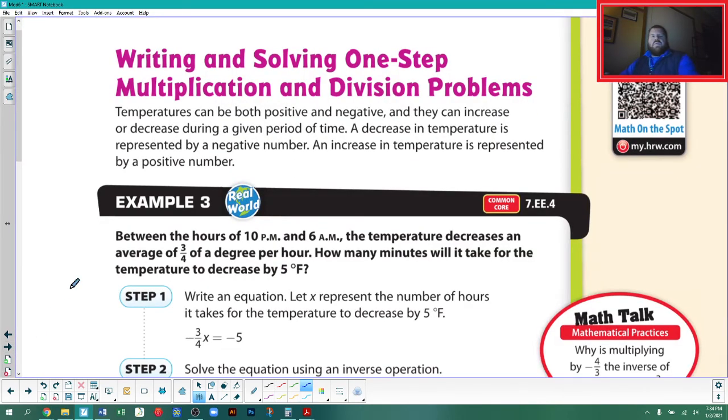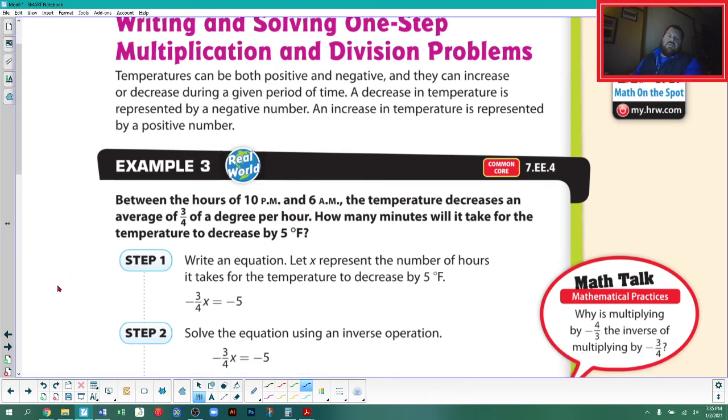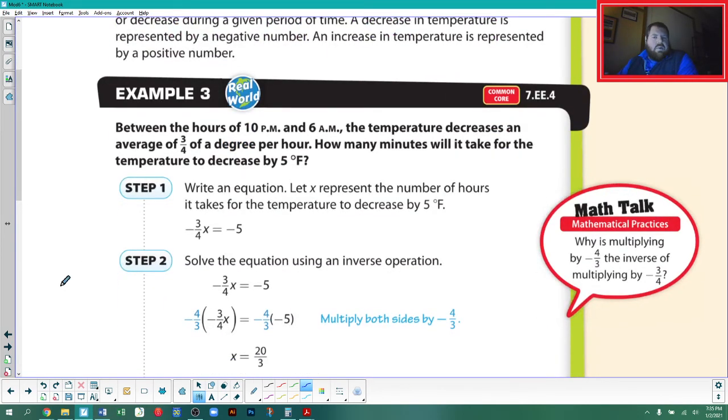Okay, sometimes we do want to write and solve one-step multiplication and division problems. So those other ones were addition and subtraction problems. These ones are going to be multiplication and division problems. And here it looks like we're going to use some temperature. Between the hours of 10 p.m. and 6 a.m., the temperature decreases at an average of 3/4 of a degree per hour. So it's going down. Let me kind of make a note of that.